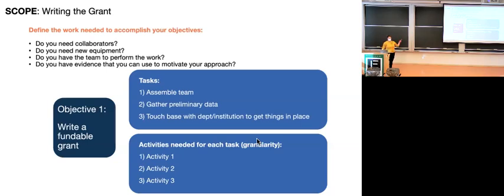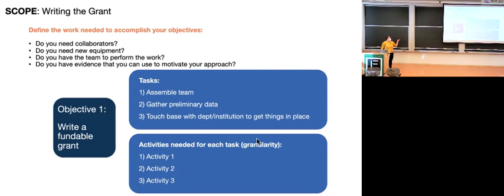Touch base with your department and institution. Ask them for help. There's always a research officer. They know way more than you do. My research officers help me so much. They read my grants. They identify funding streams for me to apply to.